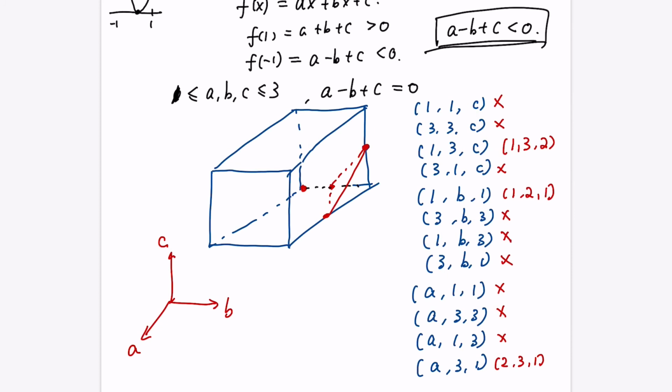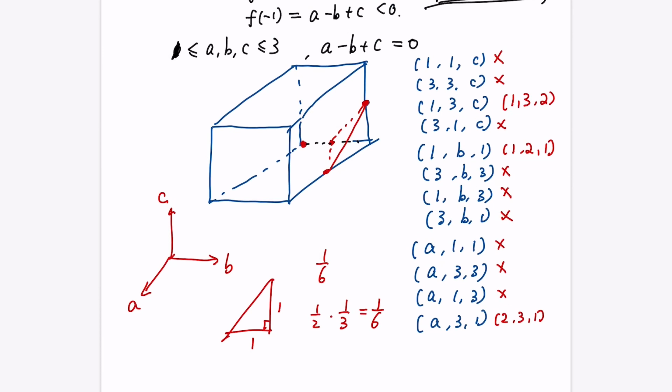And what is the volume of this small tetrahedron? This tetrahedron has a base that is an isosceles right triangle with side lengths 1, 1, and height equal to 1. We know that the volume of such a tetrahedron would be 1/6. Basically, the area of the triangle is 1/2, and since you have a cone over it with height 1, the total volume would be 1/2 times 1/3, which is equal to 1/6. So this solves the solid geometry part.